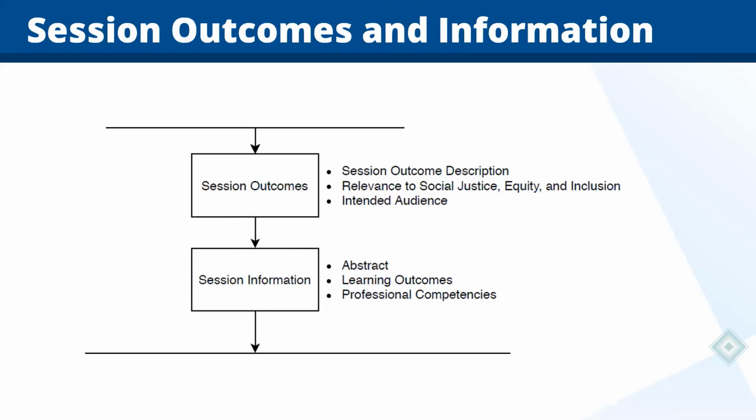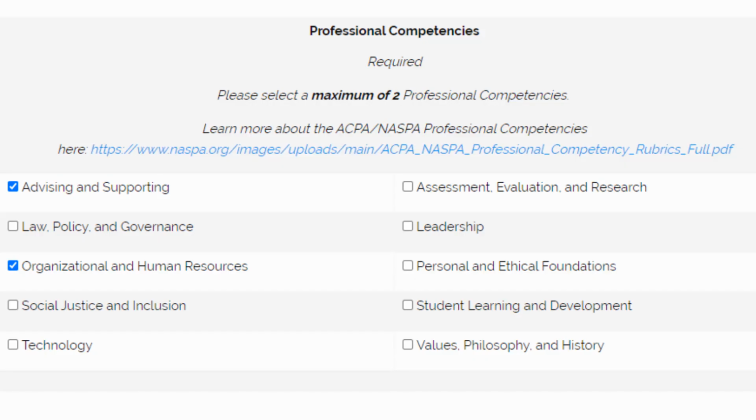Next, you'll move on to session information. This is where you'll get to abstract, learning outcomes, and professional competencies. The CFP provides a lot of very important information about writing a proper abstract and learning outcomes, including maximum allowable word counts and how the learning outcomes must be structured. We encourage you to read this information carefully and follow the directions precisely. From there, you will be asked to select up to 2 professional competencies from a list that is provided of ACPA NASPA professional competencies. You can learn more about these competencies in the CFP and on the NASPA website.